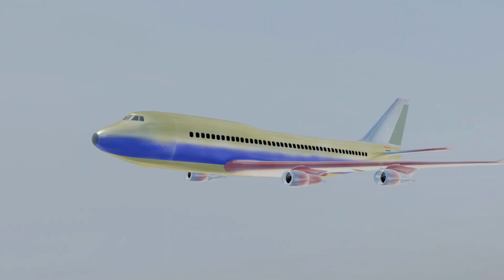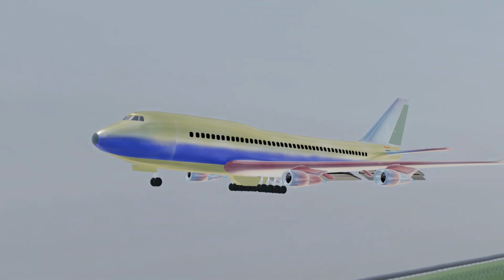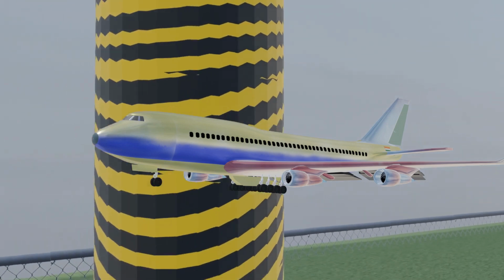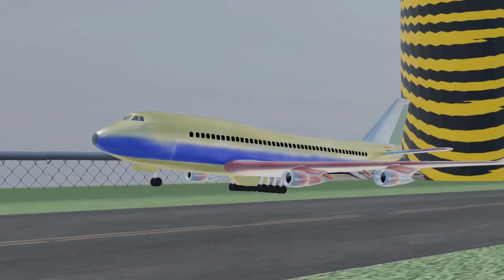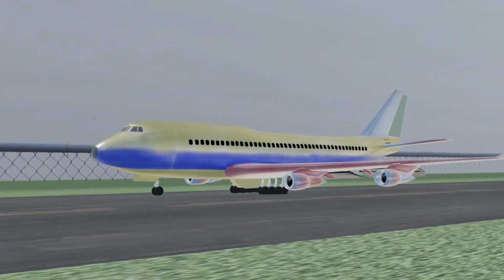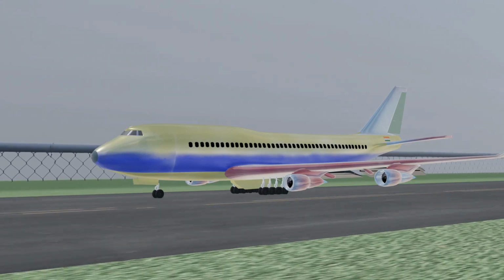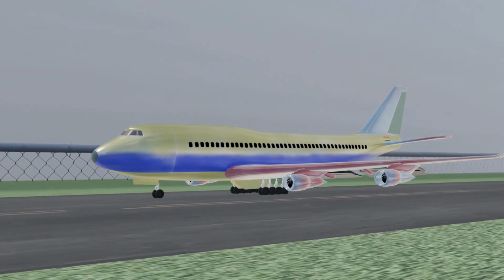Now let's see the landing of our airplane. During landing, the takeoff process is repeated in reverse order. First the engine slows down, then the flaps are deployed. Landing gears are down. And slowly come to halt.